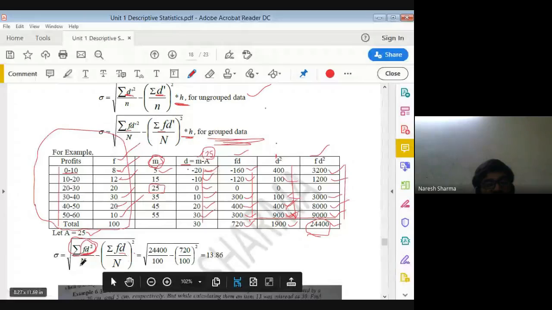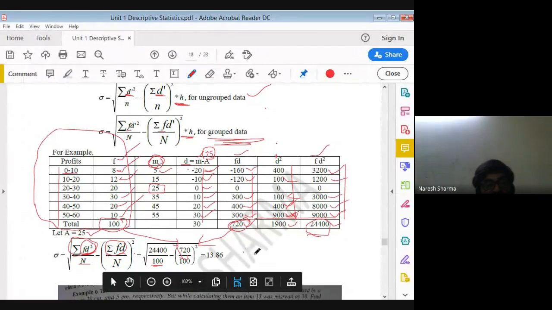Similarly, the total frequency we have is 100 in the table. You write here in place of capital N, and the f d summation is this 720. So just put this one. Now this 100 also goes here, and this here.